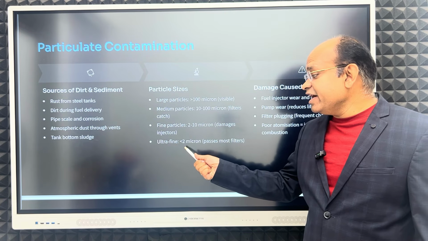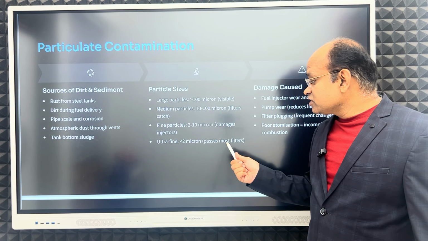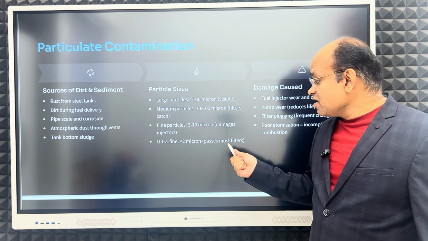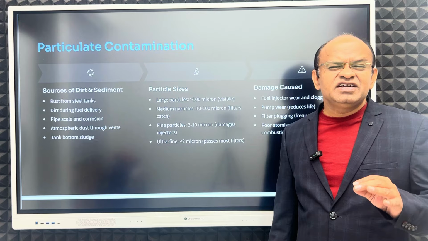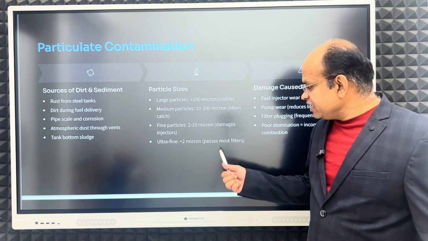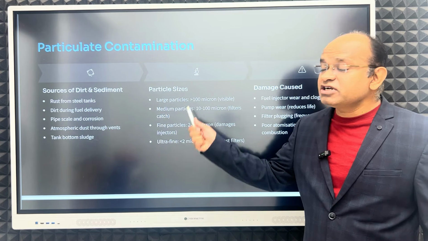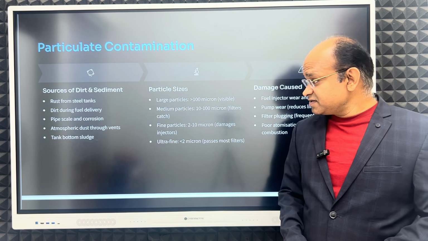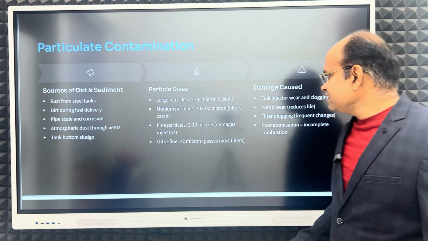Then ultra fine, less than 2 micron, passes most filters. 2 micron, we have filters up till 5 micron, so it will pass most of the filters. So these are important particle distinctions. Okay, so we should understand what type of particles are there.